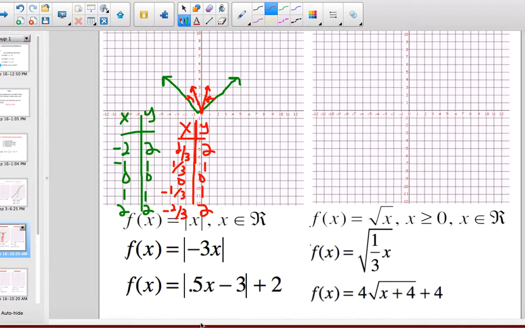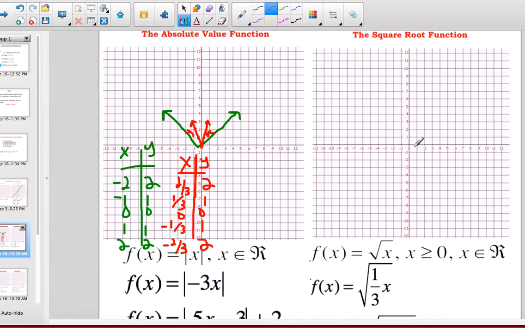All right, so hopefully you have finished this one. I'll try and post this one on the completed notes when you're done, but I'm going to move over to square roots. So you guys know what the square root looks like. You got 1, 1, you got 4, 2, you got 9, 3, right? And that's our square root of x.